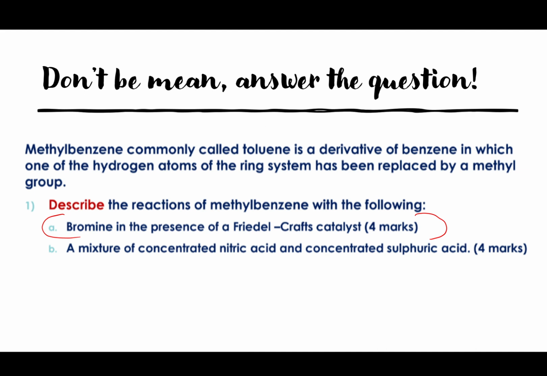So you have 2-bromo and 4-bromo. You can have those. But the fully substituted product, what is it called? 2,4,6-tribromomethylbenzene. Lovely. And for B, a mixture of concentrated nitric acid and concentrated sulfuric acid.